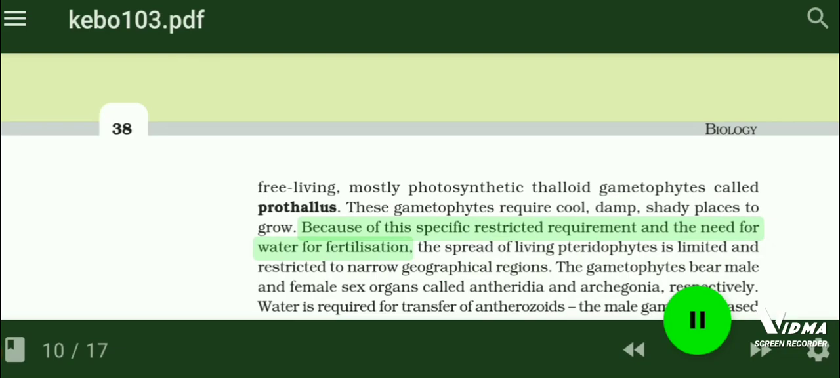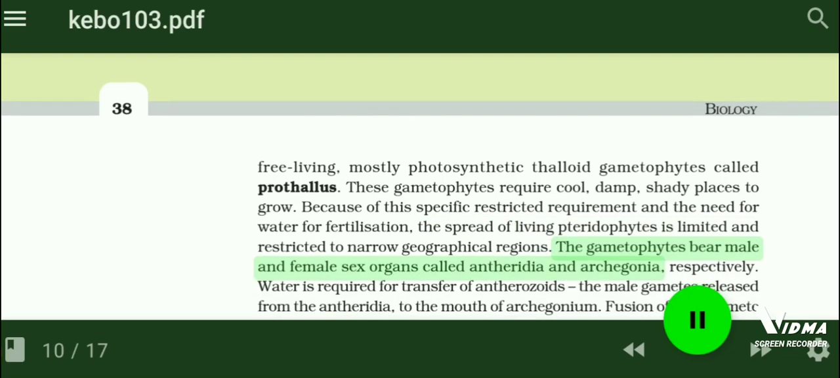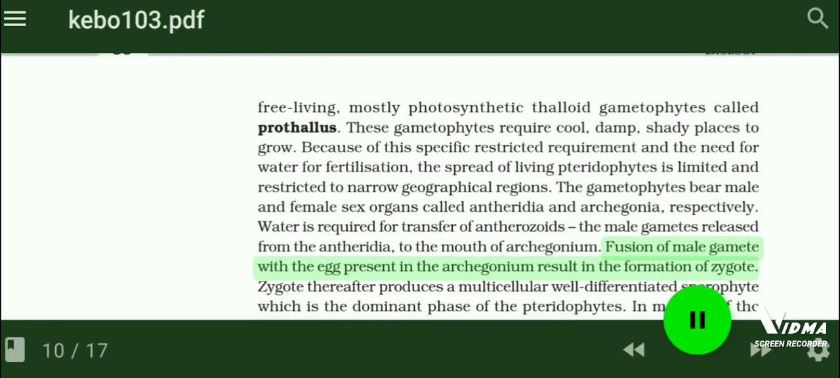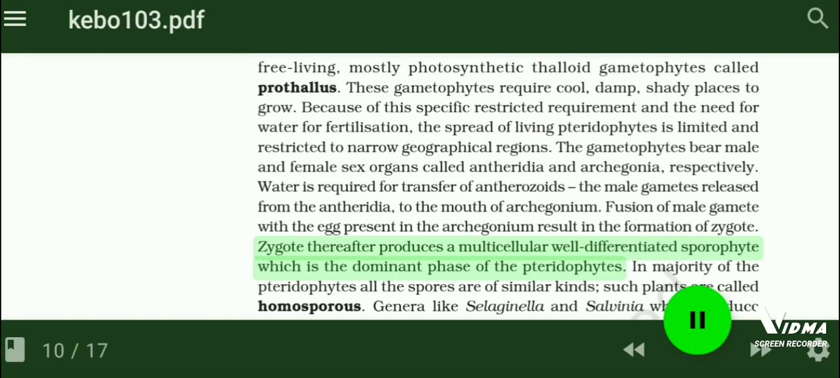The spores germinate to give rise to inconspicuous, small but multicellular, free-living, mostly photosynthetic thalloid gametophytes called prothallus. These gametophytes require cool, damp, shady places to grow. Because of the specific restricted requirement and the need for water for fertilization, the spread of living pteridophytes is limited and restricted to narrow geographical regions.